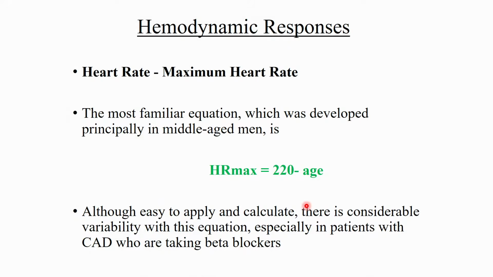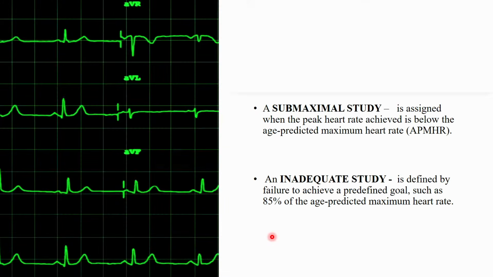So this heart rate formula will tell you if the patient reaches this amount of heart rate. For example, if there is a 50-year-old patient, 220 minus 50 is 170. If he reaches 170 beats per minute of heart rate and is able to do the test continuously, then you can stop the test and say that the patient is negative for inducible ischemia.